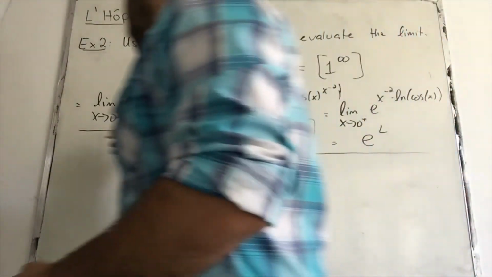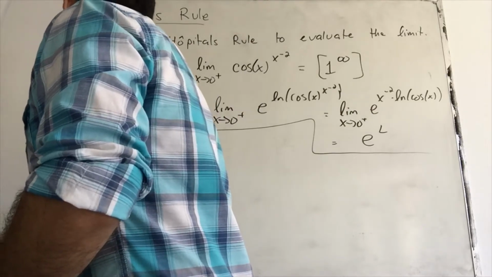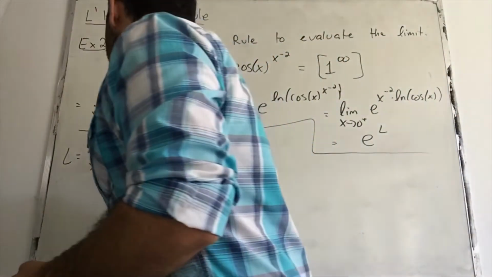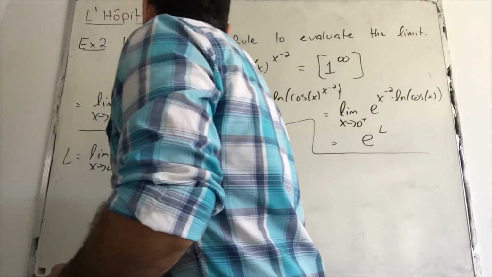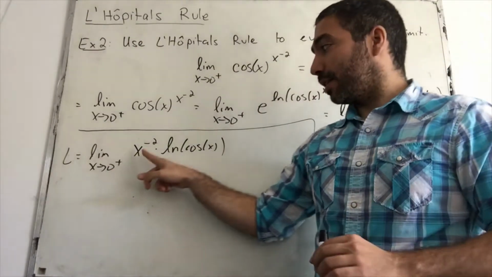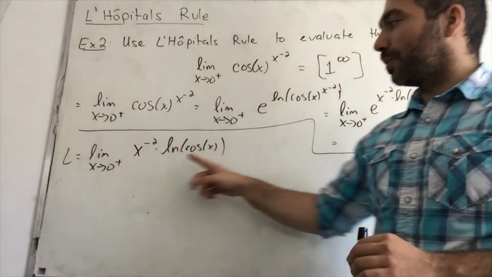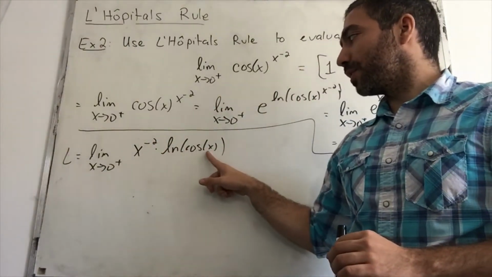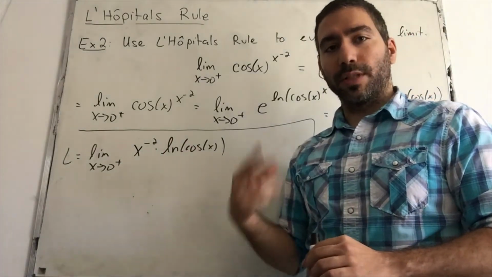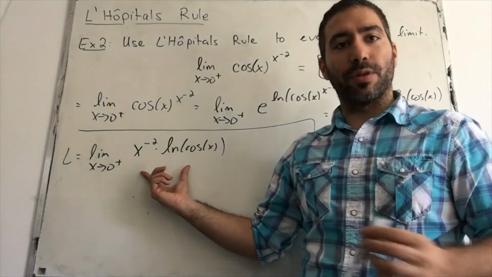So we know that L is the limit as x tends to 0 from the positive side of x to the negative 2 times ln of cos of x. If we substitute 0 at this stage, we get 0 to the negative 2, which we saw earlier was infinity, times ln of cos of 0. Cos of 0 is 1, ln of 1 is 0. So we have infinity times 0. So this is a case 2. We focused on the exponent, which is just a case 2 L'Hopital's rule.